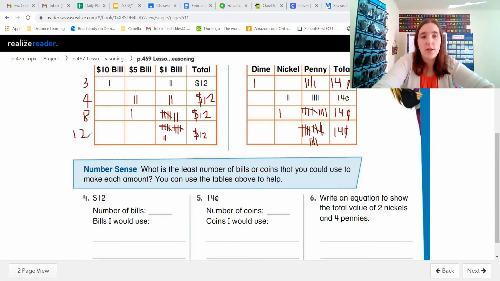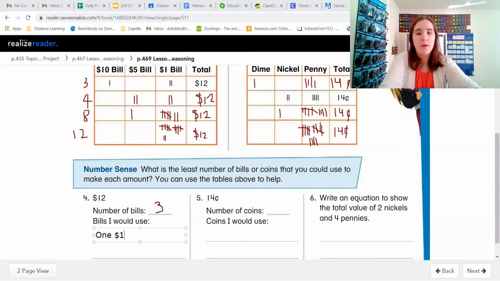So which way did we use that has the least number of bills? It's the first way, 1 $10 bill and 2 $1 bills. So we need to use three bills. And we need to say which dollar bills we're going to use. We're going to say 1 $10 bill and 2 $1 bills.